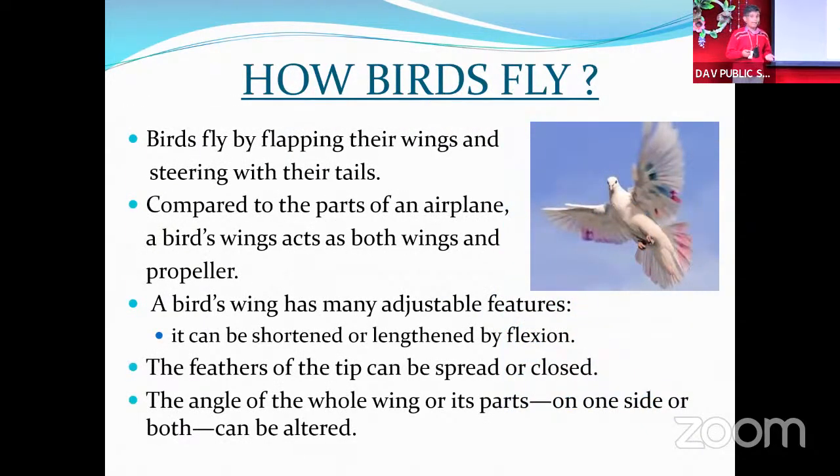How do birds fly? Birds fly by flapping their wings, steering mainly with their tails. Compared to the parts of an aeroplane, a bird's wings act as both wings and propeller. A bird's wings have many adjustable features. They can be shortened or lengthened by flexion. The feathers of the tip can be spread or closed. The angle of the whole wing or its part on one side or both can be altered.